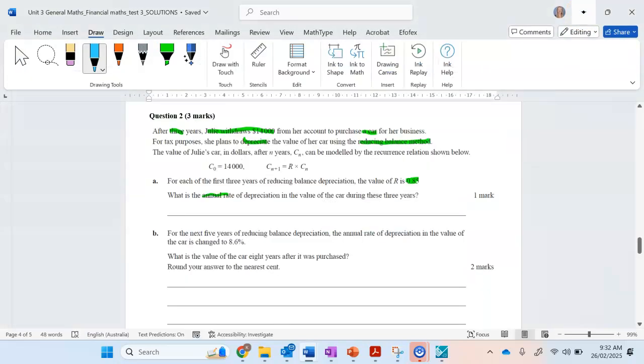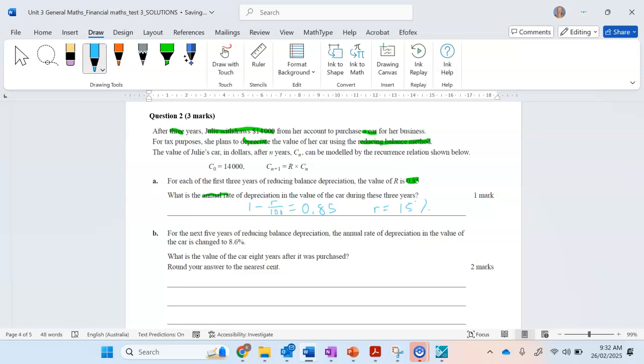So we're going to have 1 minus lowercase r over 100 is equal to 0.85. Now, you can then just solve on your calculator for lowercase r, and you would get 15%.